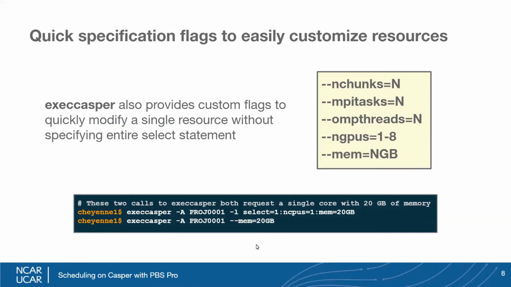So, just to drive this home, these two calls to exec Casper both request the same thing. They both request a single CPU core with 20 gigabytes of memory. If I use the native qsub formulation, it would be this: -l select=1:ncpus=1:mem=20GB. But since the default in exec Casper is to give me one CPU core, I could just use this mem=20GB here, and that will customize this select statement to add that memory specification onto it. And we've designed exec Casper so that before it runs, it will show you the exact qsub line that it's going to submit to the scheduler. So you can use that to sanity check what you've inputted.